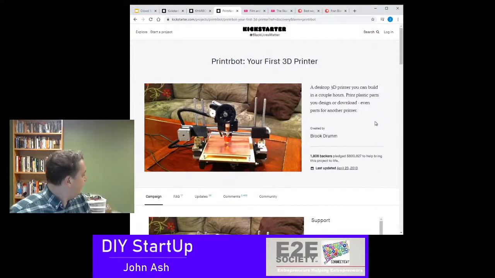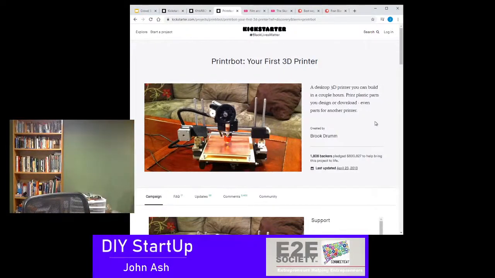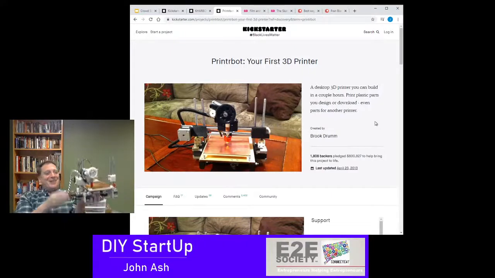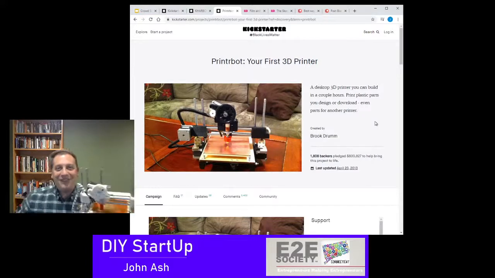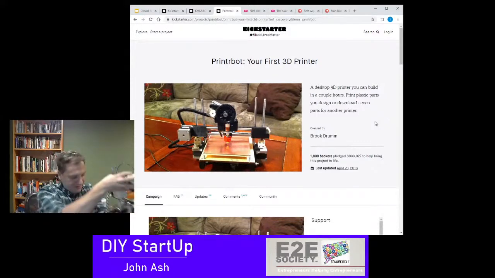In fact, I got it. If you want to see it, I'll show it to you. Hold on one second. Oh my God, I do have my PrinterBot. Wild. This is the first 3D printer I ever had. It was crazy. I still have it from 2013. It works too, which is wild. Mine's white though.